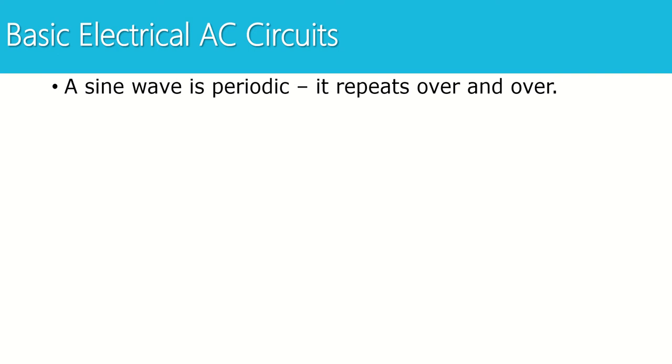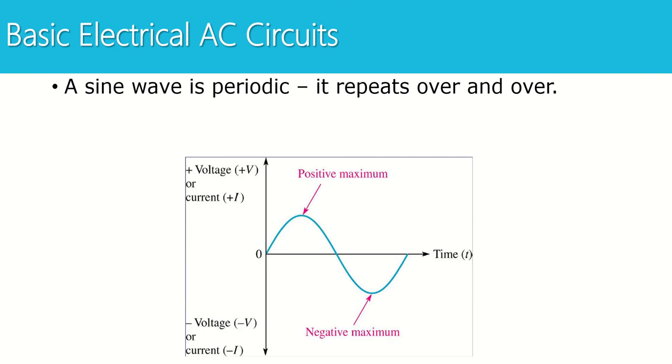So just to review, a sine wave is periodic. It repeats over and over. This is a quick snapshot of a sine wave showing one period of a sine wave. We have a positive maximum, a negative maximum, and it completes a periodic cycle over and over. So think about a voltage source that is now supplying voltage that starts at 0, increases, decreases, returns to 0, becomes negative, and then returns back to 0. That's what a voltage source does when you have an AC source.